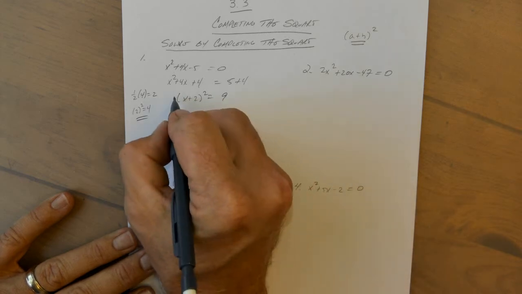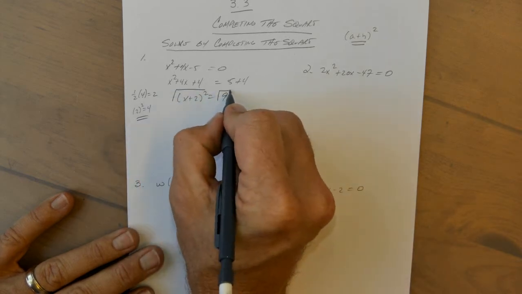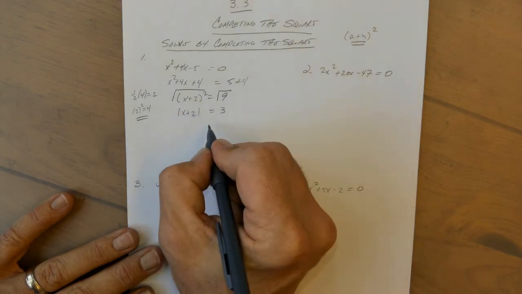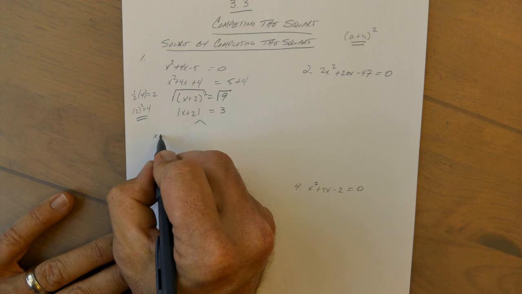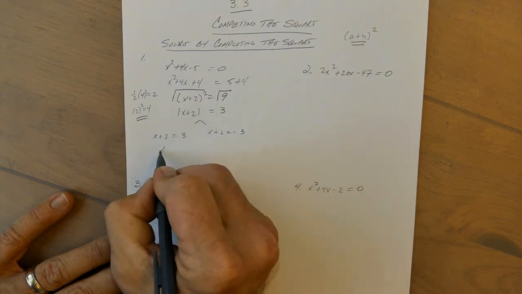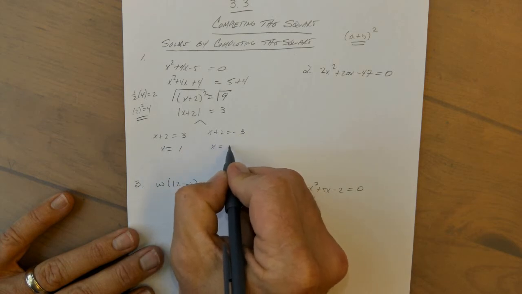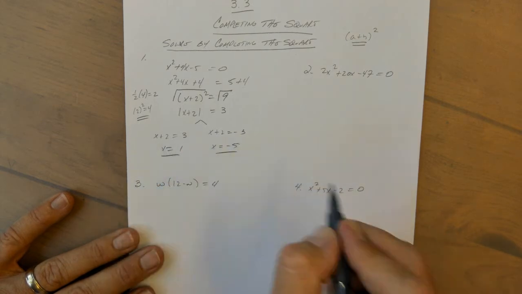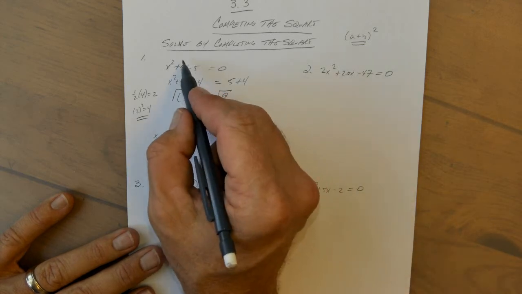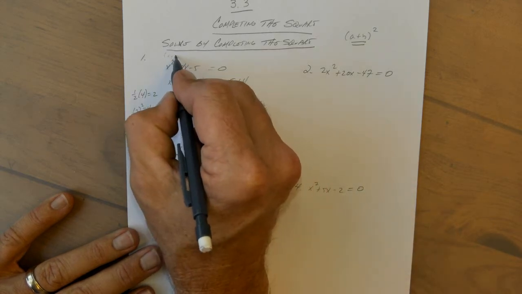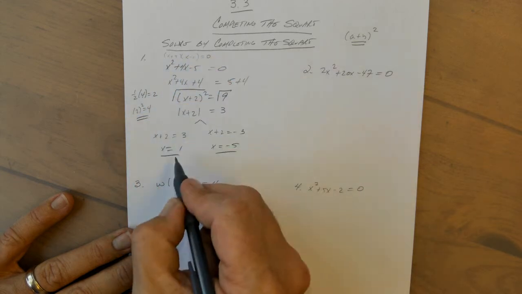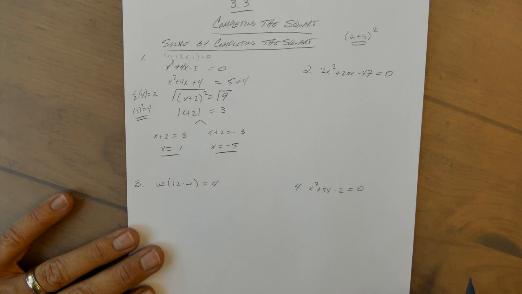And now we'll use square roots. And we get 3, and remember it's the absolute value of x plus 2. And then we have two equations, x plus 2 equals 3, x plus 2 equals negative 3, and we get 1 or negative 5. There's our two answers. And the original equation would have factored to x plus 5 and x minus 1, which was how we would have gotten the 1 and the negative 5.